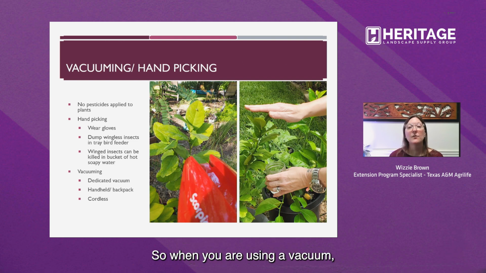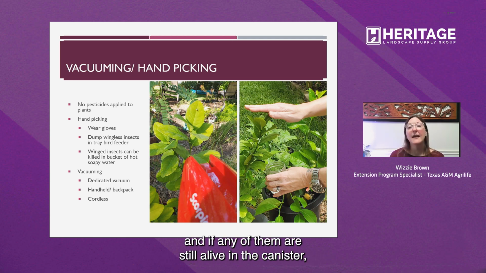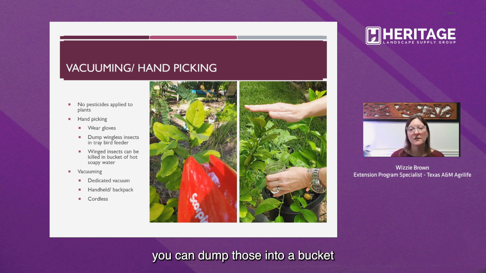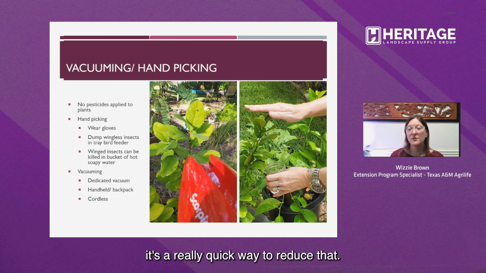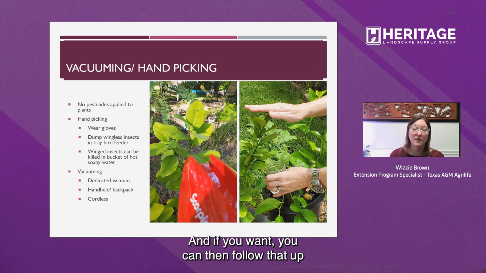So when you are using a vacuum, you essentially just turn it on, vacuum the insects off of the plant. And if any of them are still alive in the canister, you can dump those into a bucket of soapy water to kill them. But if you have a large population of something in a particular area of the landscape, it's a really quick way to reduce that. And if you want, you can then follow that up with a pesticide treatment to get any stragglers.